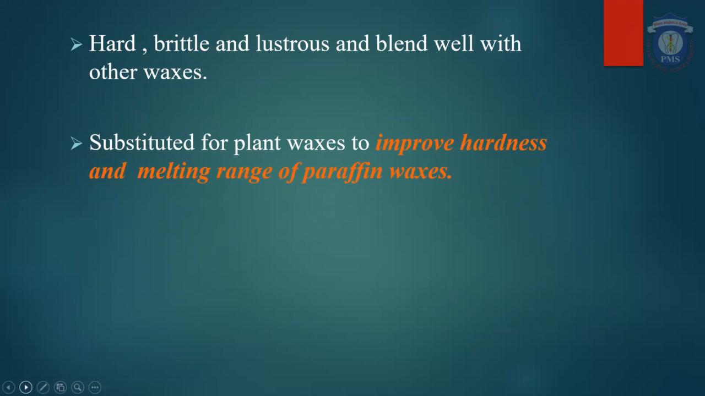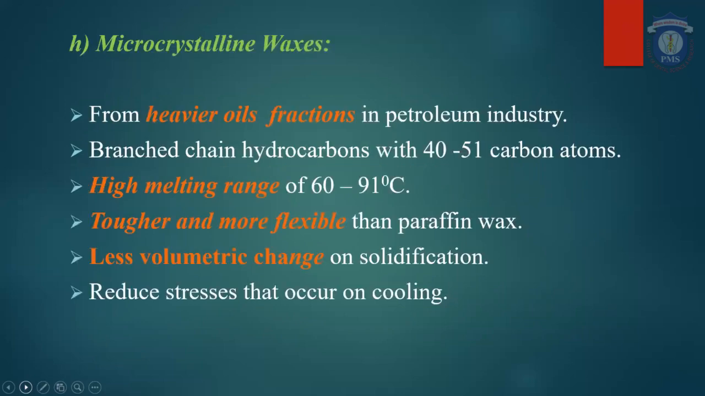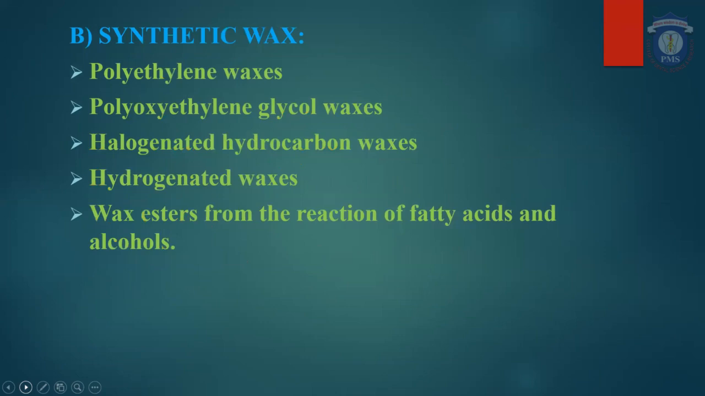Substituted for plant waxes to improve the hardness and melting range of paraffin waxes. Then we have microcrystalline waxes. They are obtained from heavier oil fractions of the petroleum industry and contain branch chain hydrocarbons. They have a high melting range, are tougher and more flexible than paraffin wax, and show less volumetric change in solidification, which reduces stress that occurs during cooling.